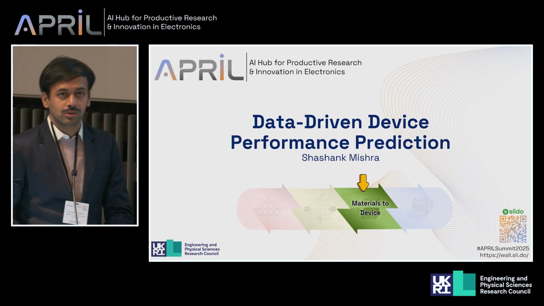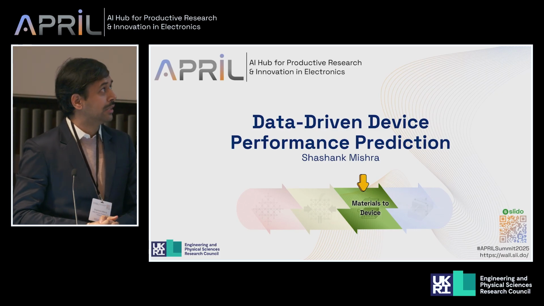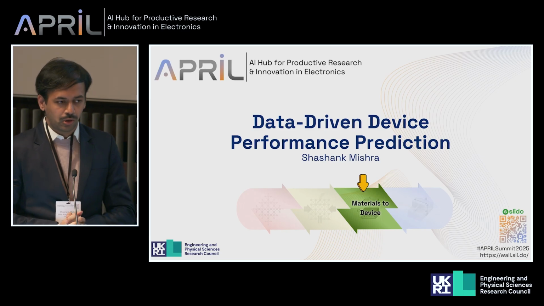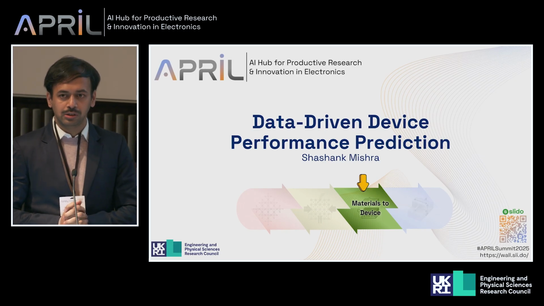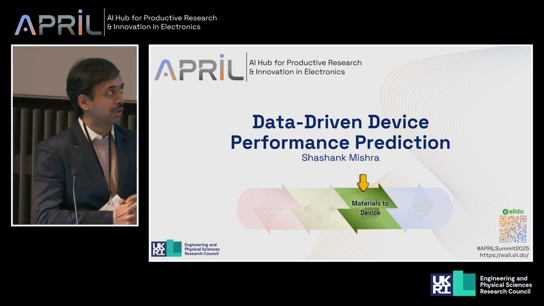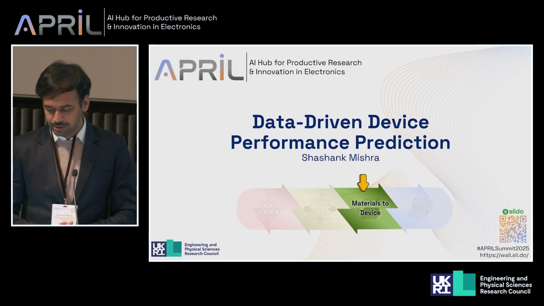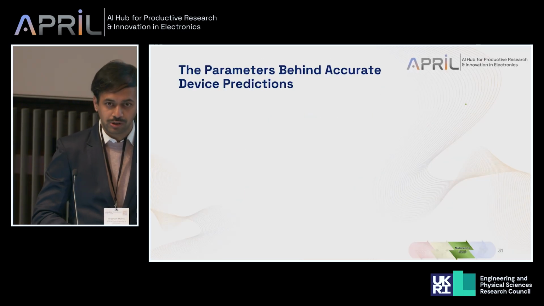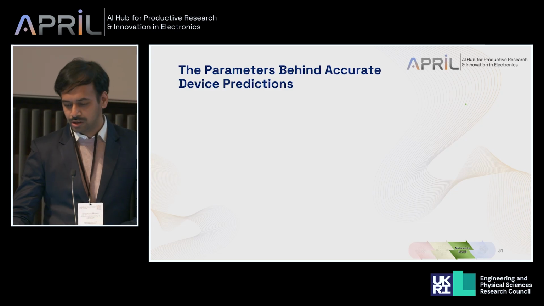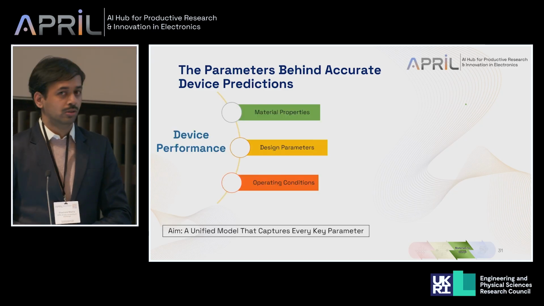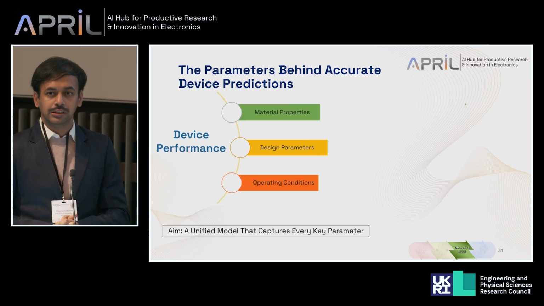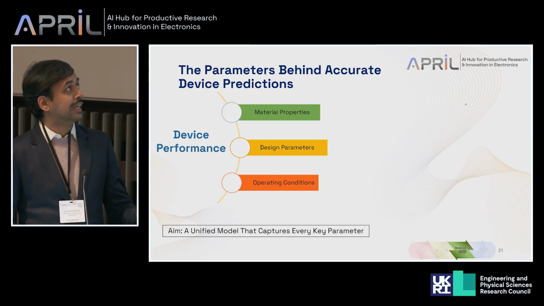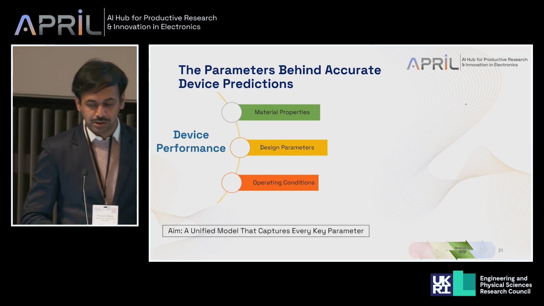Hello all. Till now, Ben was talking about property prediction of materials. Now I'll show you how we can integrate those AI tools into prediction of performance of devices. To model a device, it's not only about materials, but about other things as well. For making a model, we need to consider three parameters: material properties, design parameters, and operating conditions.